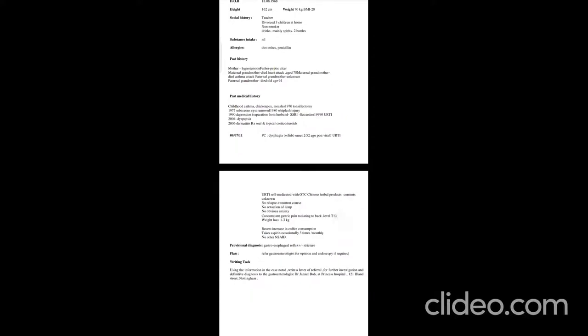Past history: mother hypertension, father peptic ulcer, maternal grandfather died of heart attack, age 78, maternal grandmother died of asthma attack, paternal grandfather unknown, paternal grandmother died of old age, 94. Past medical history: childhood asthma, chickenpox, measles, 1970s tonsillectomy, 1977 sebaceous cyst removal, 1980 whiplash injury, 1990 depression, 2004 dyspepsia, 2006 dermatitis, treated with oral and topical corticosteroids.